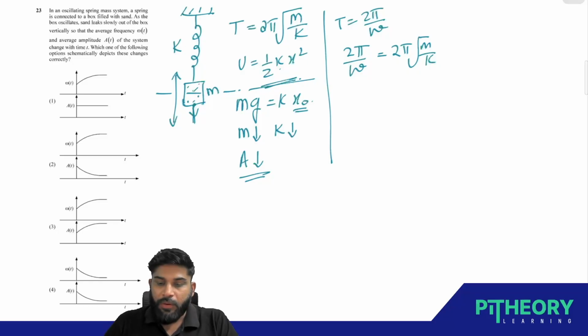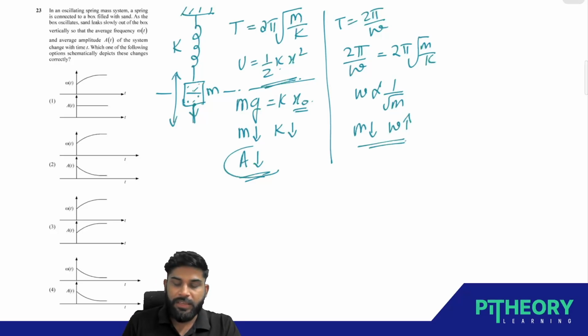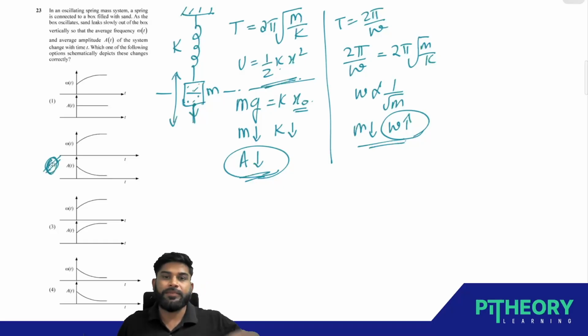Correct. So here, how the mass relation and omega, you can see here very clearly. What is that? Omega is inversely proportional to what? Mass. Correct. So as the mass decreases, omega will be increasing. That's what will be happening. So what we are seeing here, amplitude decreases, omega increases. So the correct option, which one it will be? Omega increasing and amplitude decreasing. Option 2 only will be the correct answer for this.